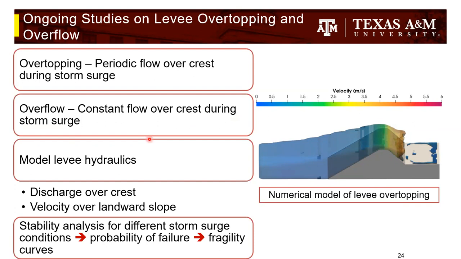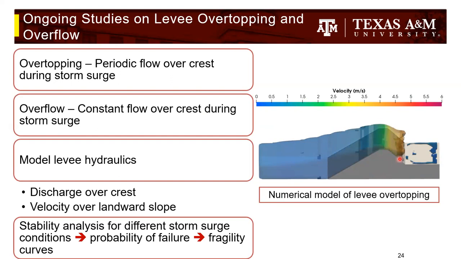And then we are looking into the constant overflow over the crest during storm surge events. We are trying to determine multiple functions again, like the volume of the discharge, the velocity of the flow, and the time for which the flow will be going over the levees. After that, we are trying to move towards understanding how the levee stability will change because of this erosion. That's where we are trying to understand the probability of failure of the levees.